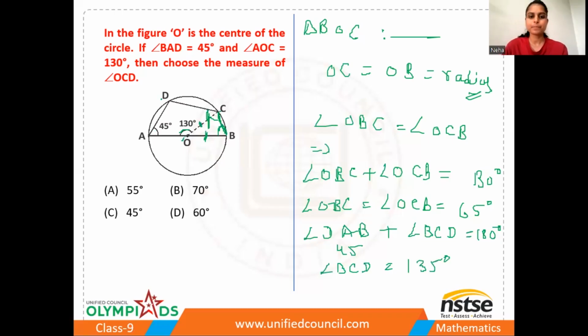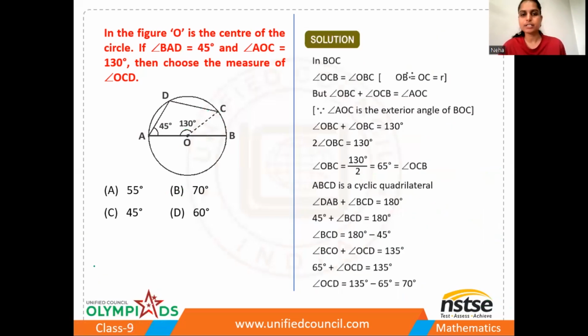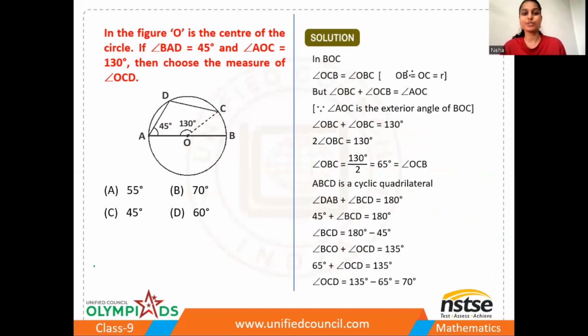So this angle BCD, the complete angle, is 135, and this angle is 65. So I can say that angle OCD is nothing but 135 minus 65, which is equal to 70 degrees. 70 degrees is your correct answer. What I'm doing is finding the complete angle and this small angle, and if I subtract, I get the answer, right? Perfect, students. Now let me present the complete detailed solution for this given question.